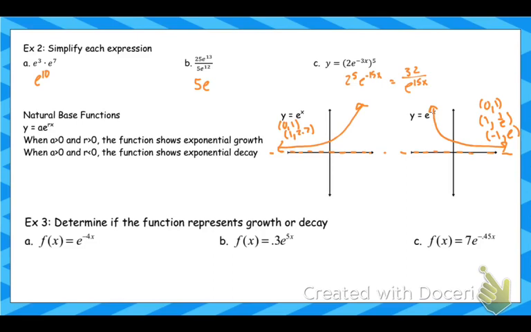So again, all we're going to do here in this next section is just determine, is this growth or decay? So we first look at the base. The base is e. Then we look at the exponent. The exponent is negative. That means this graph is showing decay. All right, on the next one, look at the base. 0.3 is not the base. 0.3 is just multiplied. e is the base. The exponent is positive. So this is showing growth. Then looking at the next one. e is the base. The exponent is negative. So this is going to show us decay.